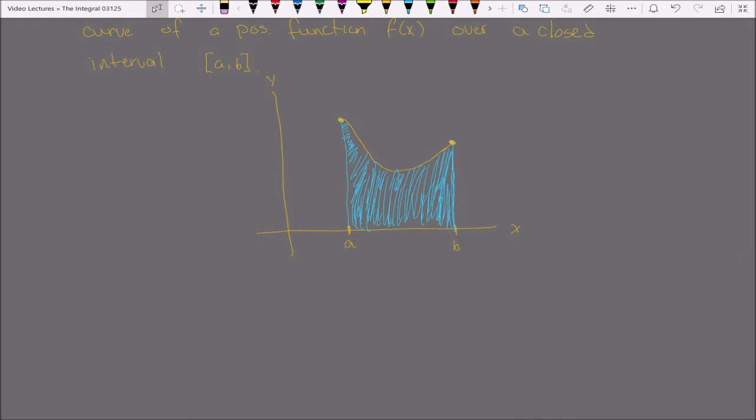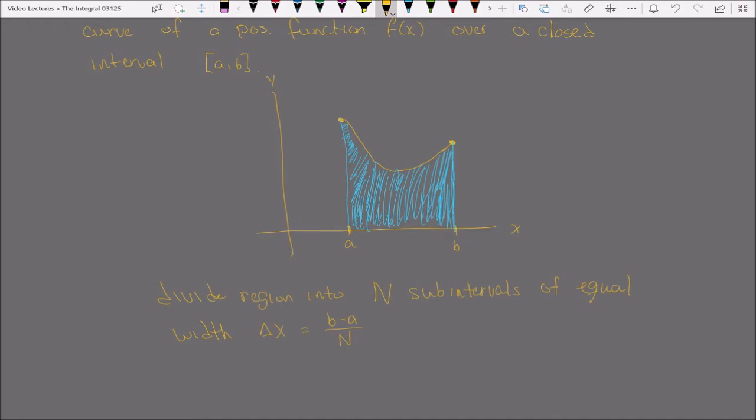Well, what we do is divide this region into n subintervals of equal width. Call that equal width delta x, and since it's equal, it'll be the length of the interval divided by the number of subintervals.